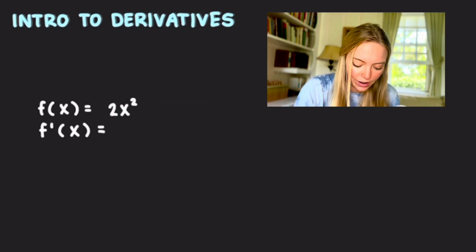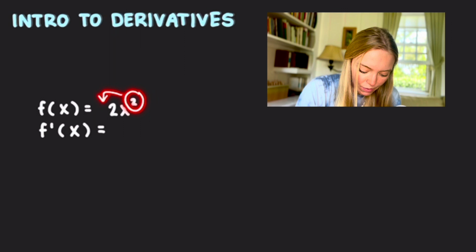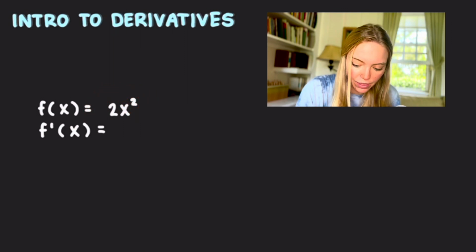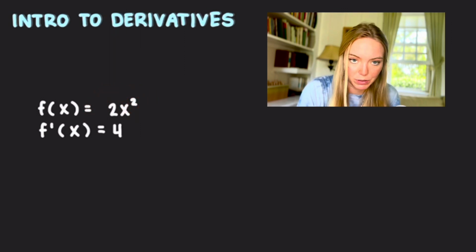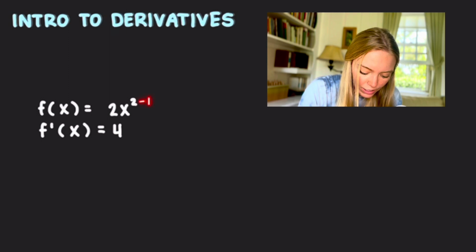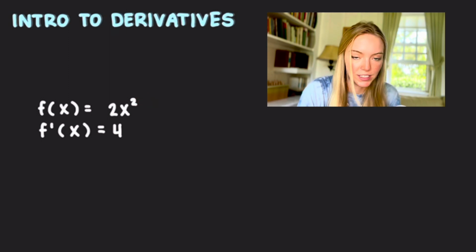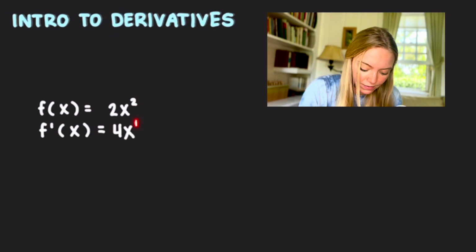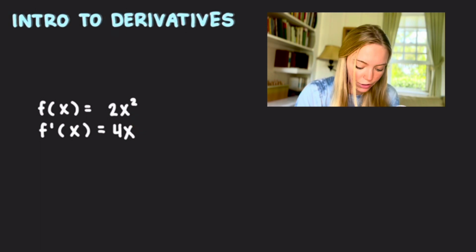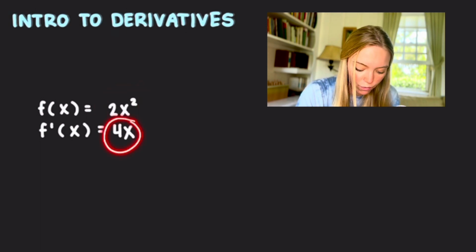Let's try another one. Okay, we take this exponent and we bring it out, multiply it by the front. So that gives us a 4. 2 times 2 is 4. Then we're going to subtract 1 from this exponent here. That makes it a 1. So x to the first is just x. So the derivative of this is going to be 4x.